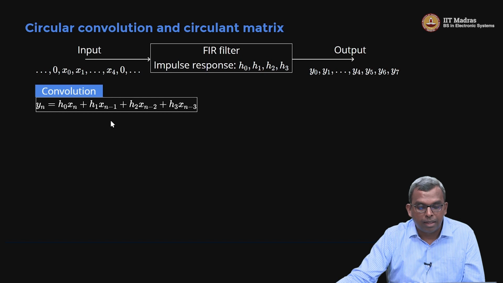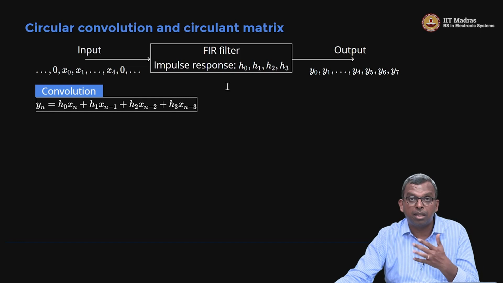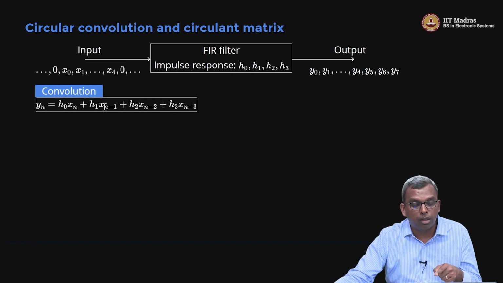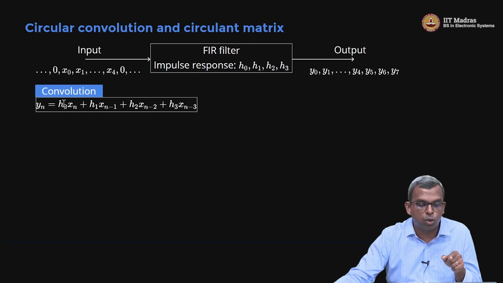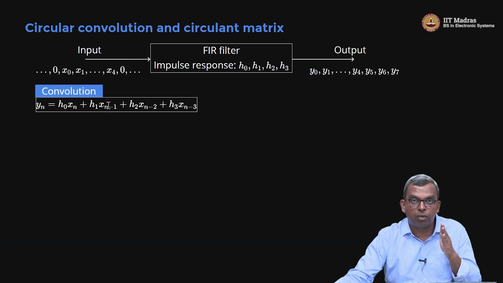Yn is H0, the first filter coefficient, times Xn. So Xn is the input at time n, and n is now my time index. The output at time n is given by Xn times some coefficient plus, since the filter has a memory, the previous input multiplied by my first tap, as it's called. This is the 0th tap, H0, and my first tap H1 will multiply my input with a lag of 1.